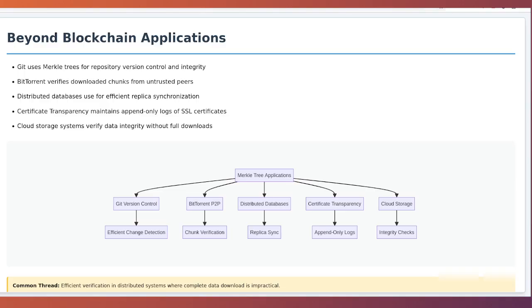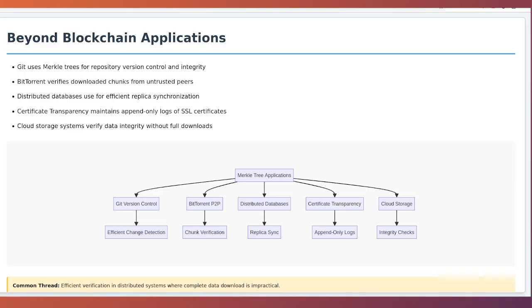When you download a large file from multiple peers, each chunk can be verified against a Merkle tree root. This prevents malicious peers from providing corrupted data without requiring trust in any single peer. Distributed databases like Apache Cassandra use Merkle trees for anti-entropy repairs. When replicas of data might have diverged, nodes exchange Merkle roots to quickly identify which data ranges differ, then sync only those ranges instead of comparing entire datasets.